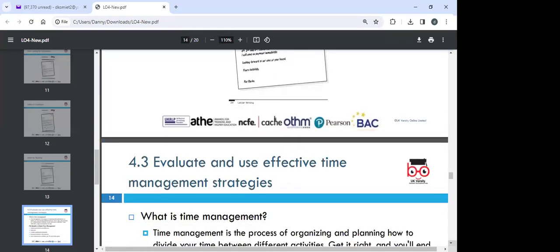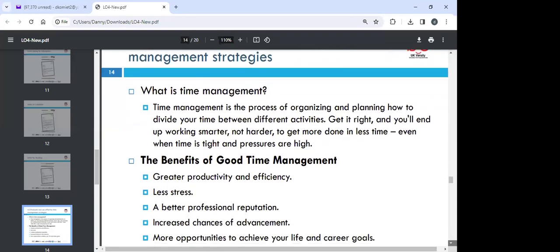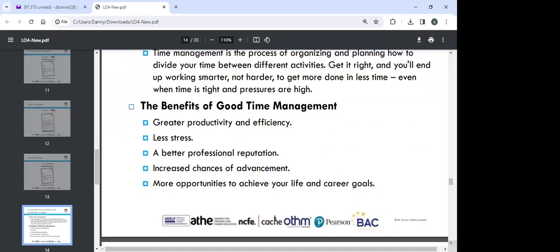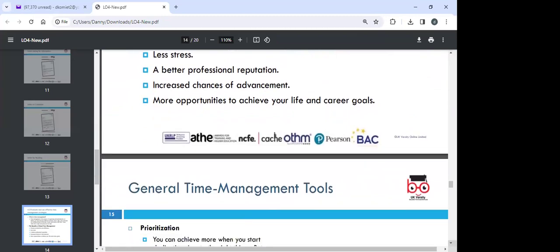Okay. Then let's look at how to evaluate and use effective time management strategies. What then is time management? Time management is a process of organizing and planning how to divide your time between different activities. Get it right, and you end up working smarter, not harder, to get more done in less time, even when time is tight and pressure is high. The benefits of good time management: greater productivity and efficiency, less stress, a better professional reputation, increased chances of advancement, more opportunities to achieve your life and career goals.